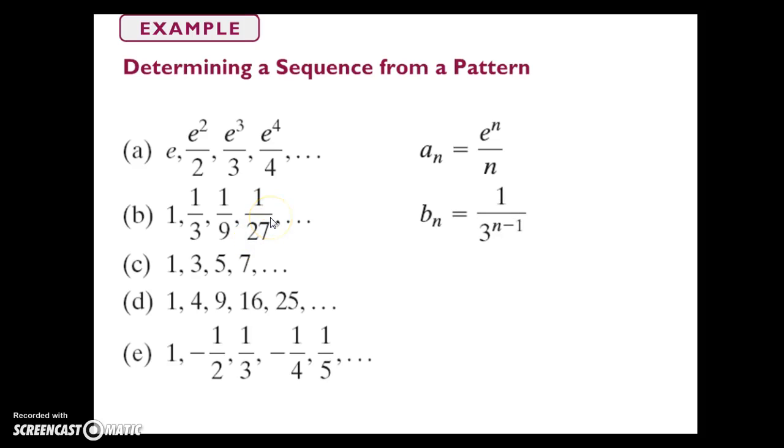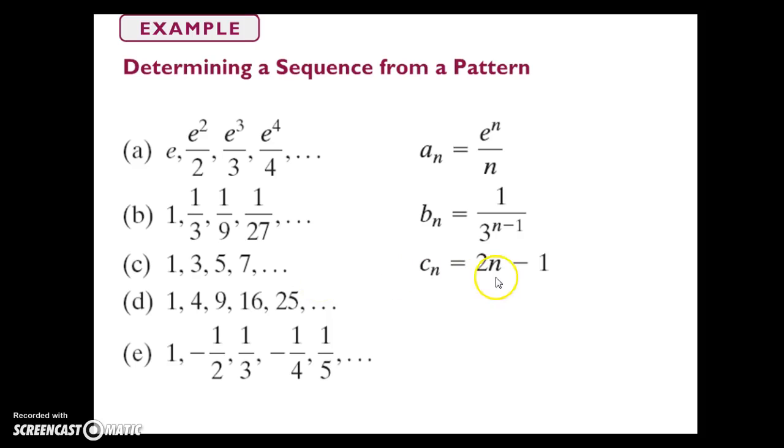Okay, let's take a look at this general rule. Sequence B has this rule. Notice 3 to the n minus 1. So for the first term, we plug in 1 for n, and what's 1 minus 1? 0. 3 to the 0 power is 1. 1 over 1 is 1. I plug in a 2 for the second term. 2 minus 1 is 1. That's 1/3, 3 to the first power, and so on.